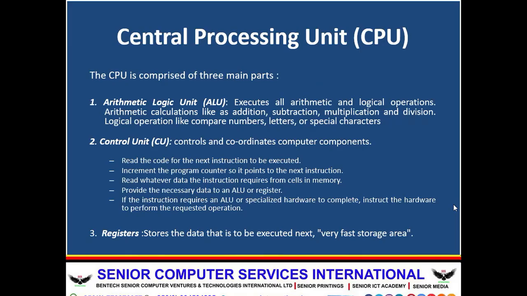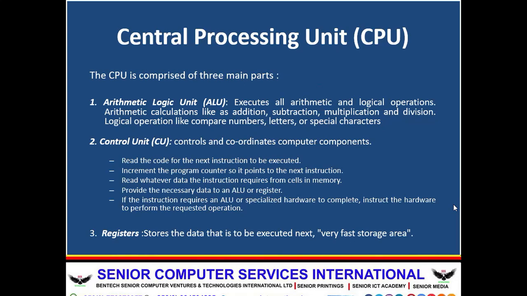The central processing unit, or CPU, basically has three main parts. One, the arithmetic logic unit, ALU. It executes all arithmetic and logic operations. It does arithmetic calculations, that's addition, subtraction, multiplication, and division. Then it also handles logical operations, like comparing numbers, letters, and special characters.